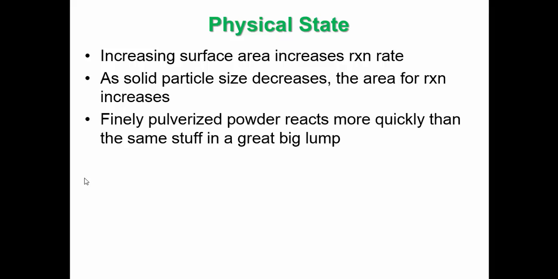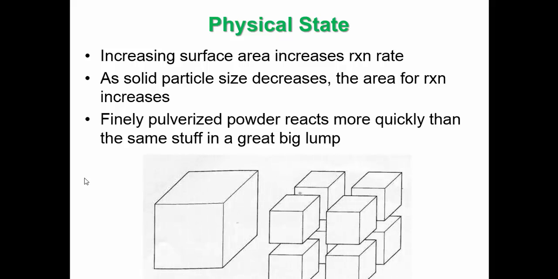Think about if you're adding ground up sugar to a cup of coffee, or if you're adding a lump of sugar, a sugar square. The powdered granular sugar will dissolve much faster than the solid sugar block, again because you have an increase in the surface area for the granular sugar. And that's nicely shown here.